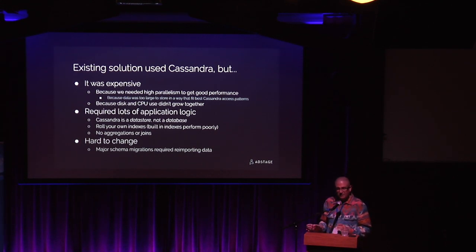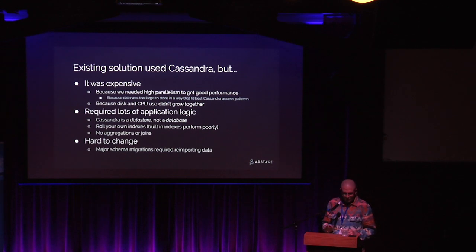Also requires a lot of application logic. If you've not worked with Cassandra, a good way to explain Cassandra is that it's not a database, it is a data store. It's very good at storing your data. It's very good at retrieving your data. It's not really very good at doing anything else. So if, for example, you want indexes, why would you want that? I don't know. But if you want them, you basically need to roll your own if you want them to function well. Cassandra does have built-in indexes. Don't use them. They're awful.